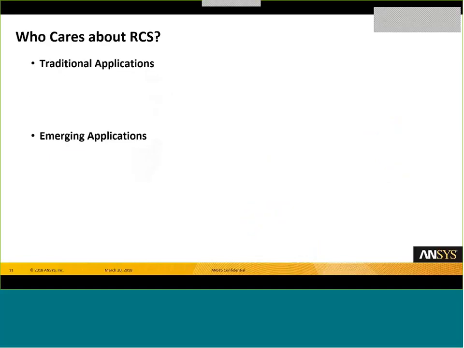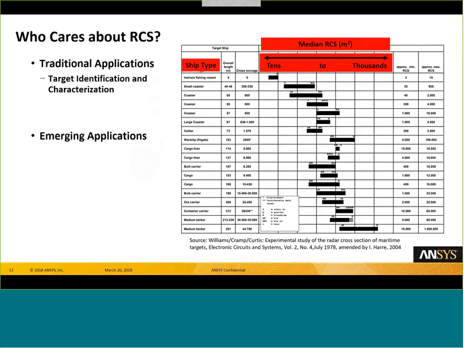We can break down radar cross-section into these broad categories with respect to the applications. We can think of traditional applications as well as emerging applications. Let's start with the traditional applications.